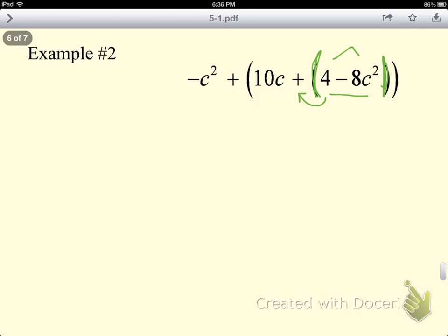Now this is just 10c plus this quantity, right? So it's 10c plus this whole quantity. Since there's addition and it's not subtraction, I can just drop those inner parentheses. So let me just drop those first. Plus 4 minus 8c squared. So if you have addition outside of parentheses, you can just drop that. Okay, if you have subtraction, it's a little trickier because it's subtracting the whole quantity, which changes all the signs inside.